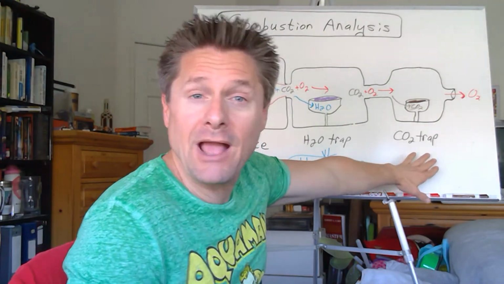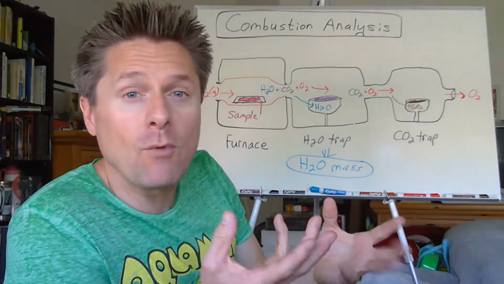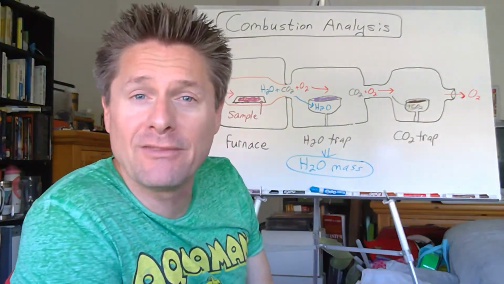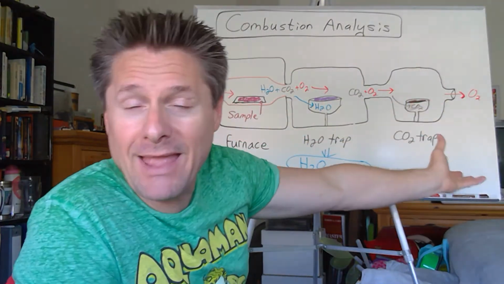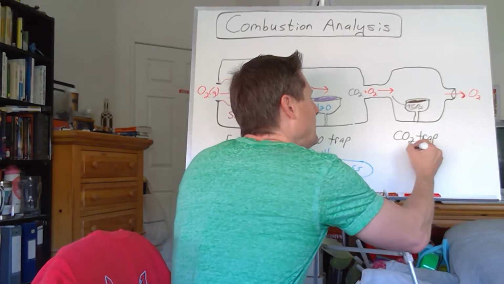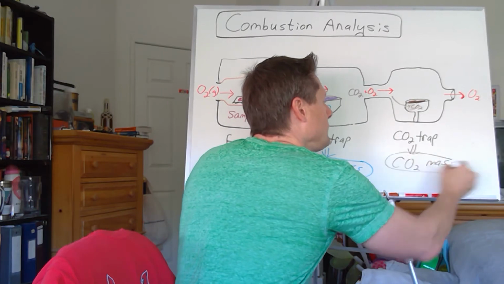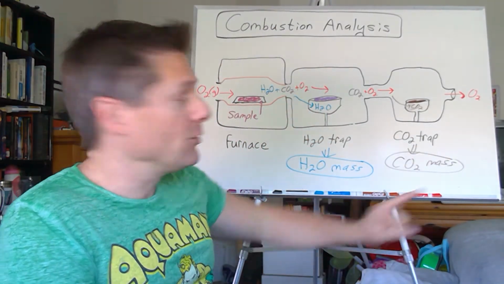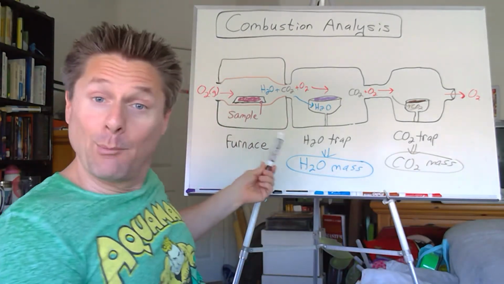Now we've got a carbon dioxide trap. Same idea. Maybe we have some kind of collecting trap that we weighed ahead of time. It's got some chemical in there that's absorbent to CO2 only. The CO2 comes in, we measure the mass increase. That will give us the mass of carbon dioxide. And once we have the mass of the CO2, we can back calculate and get the mass of the carbon in the original sample. Pretty slick, huh?